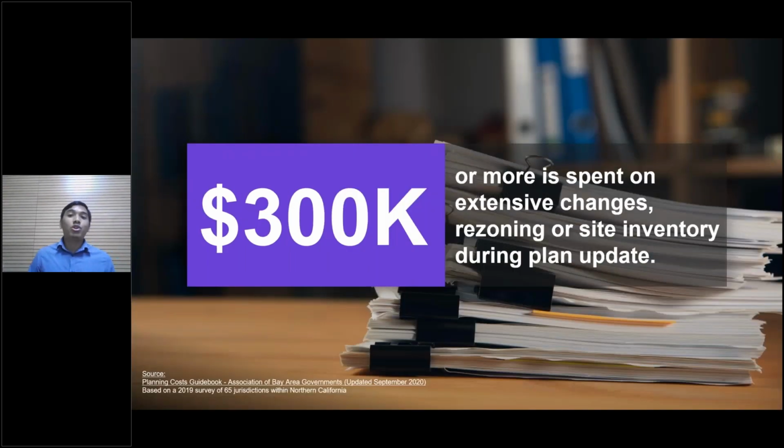Okay, finally, it all comes down to resources and money. Based on this survey of 65 jurisdictions in California, 300,000. This one is really different, depending, as this one is actually conducted in the US. In Malaysia, it might be different, but what I would like to highlight is there's a huge amount of money being used to conduct any plan update, whether it's a rezoning or inventory updates or any other changes.